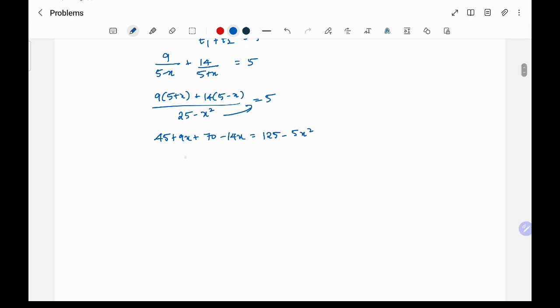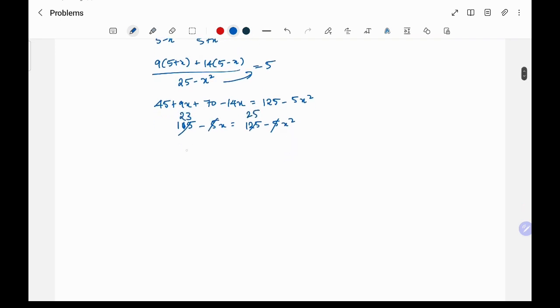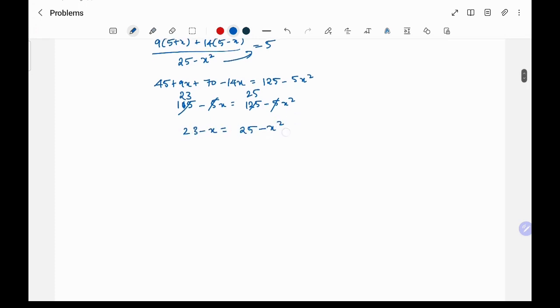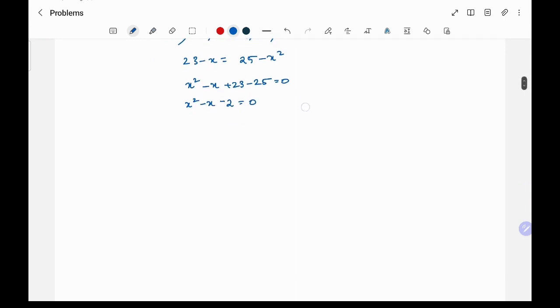So 45 plus 70 is 115 minus 5x is equal to 125 minus 5x square. So 5 is common. 25, 5, 2, 3. So we have 23 minus x is equal to 25 minus x square. So bring everything this side. X square minus x plus 23 minus 25 equal to 0. X square minus x minus 2 is equal to 0.